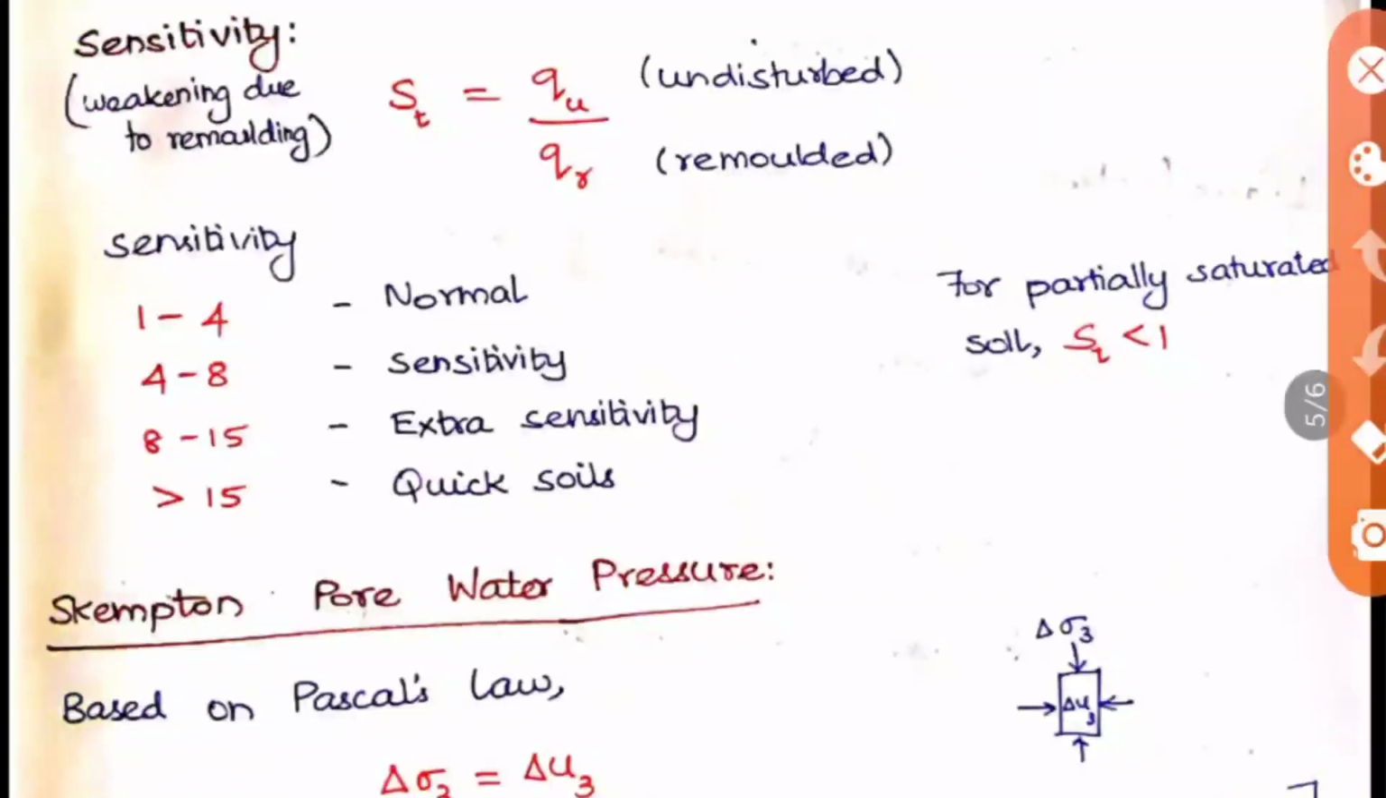So here the value range is very important, as they'll be asking objective questions. 1 to 4 is normal, 4 to 8 is sensitive, 8 to 15 is extra sensitive, and greater than 15 is a quick soil. For partially saturated soil, the sensitivity will always be less than 1 only.